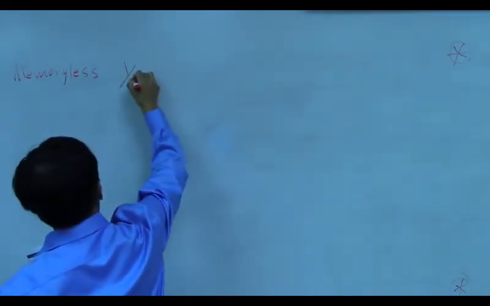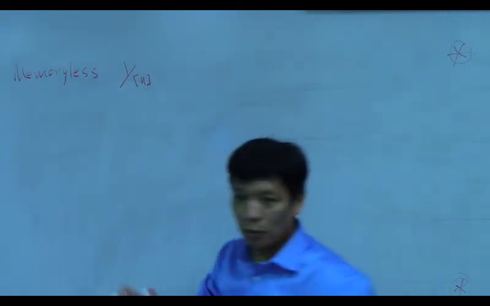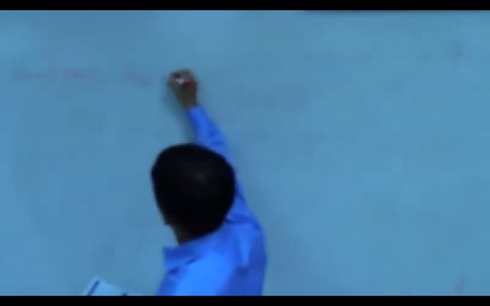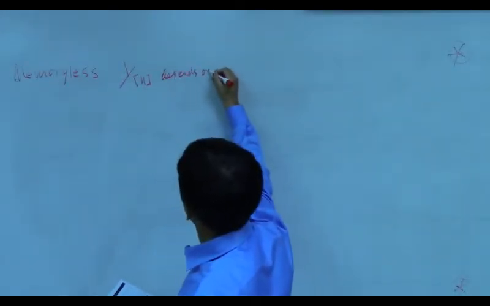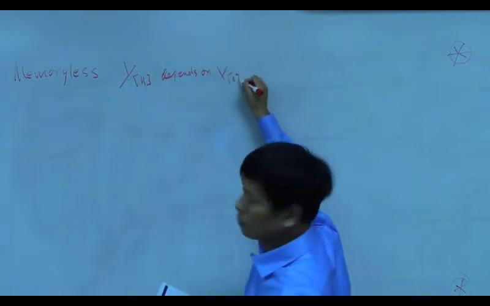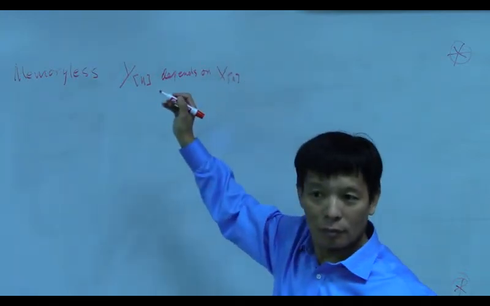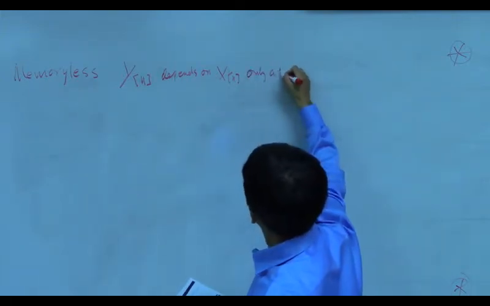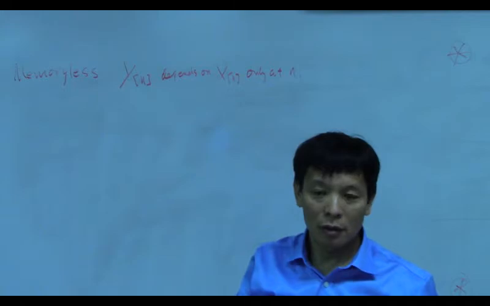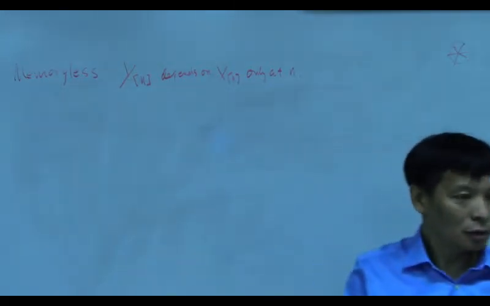The output y[n] and the input x[n]. Can anyone explain what is memoryless? The output depends on the input x[n] only at time n, right? Not future, not past. So this is memoryless.